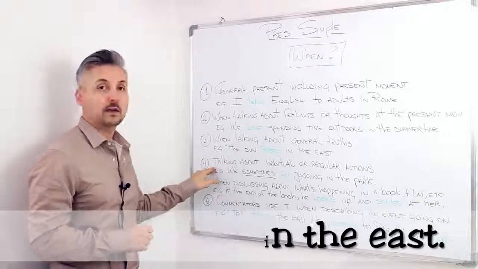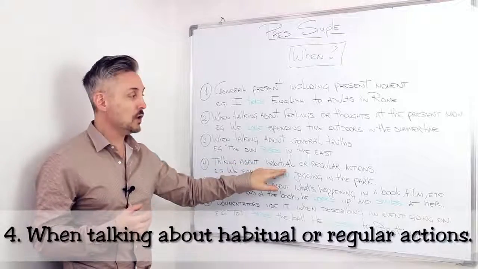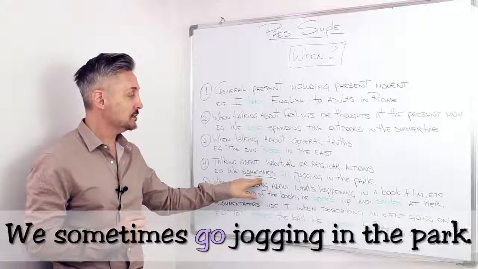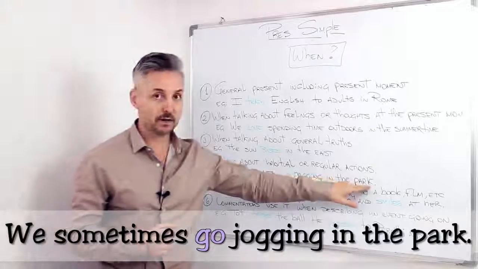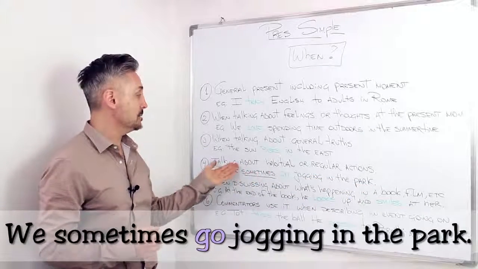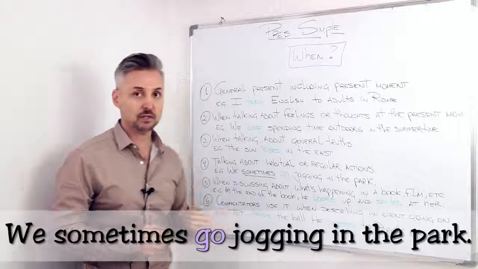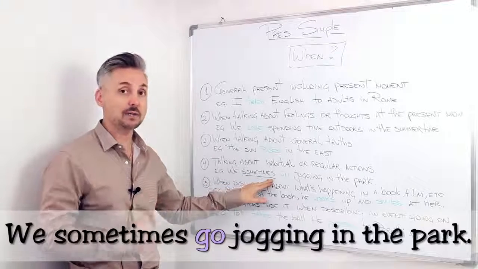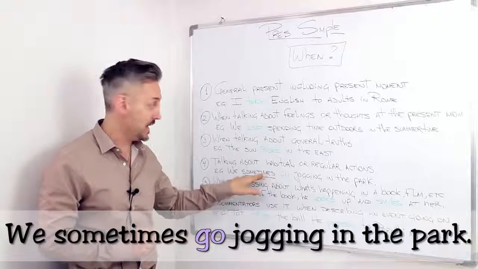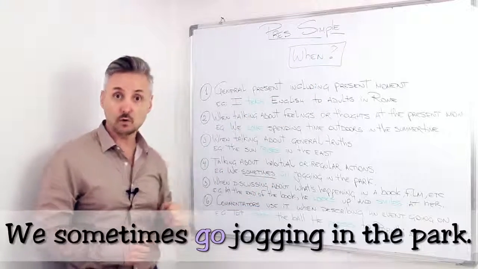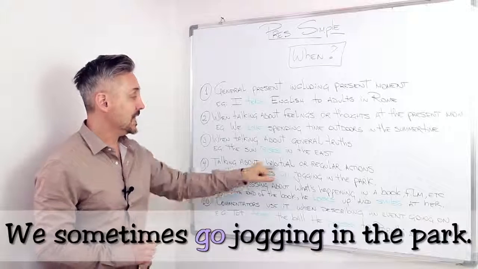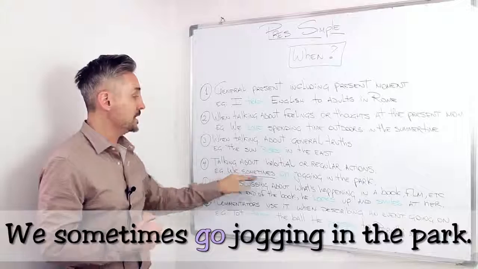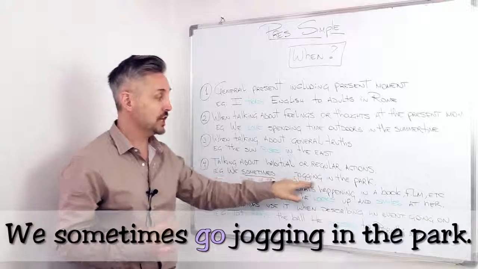Now, the fourth, when talking about habitual or regular actions. We sometimes go jogging in the park. And what do I mean by habitual or regular actions? Well, you can see sometimes is an adverb of frequency, and there is a lesson on this. You can click here if you want to watch it. That tells you it is a regular or habitual action. We sometimes go jogging in the park.